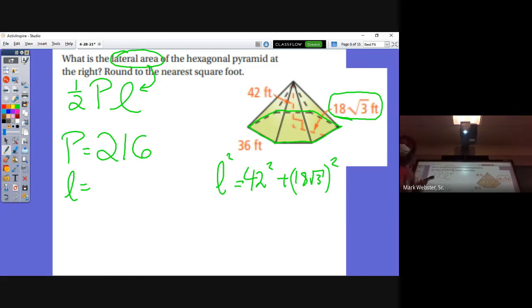All right, now that we've fixed our calculations, what did we get? 1,818. You're closer. I'm still wrong. 972. We're so wrong. 42 squared plus 18 radical 3 squared. Parentheses, 18 radical 3, close parentheses, squared. Oh, I got it now. I just did in parentheses the 18 and 3. So this is just going to be radical this number.